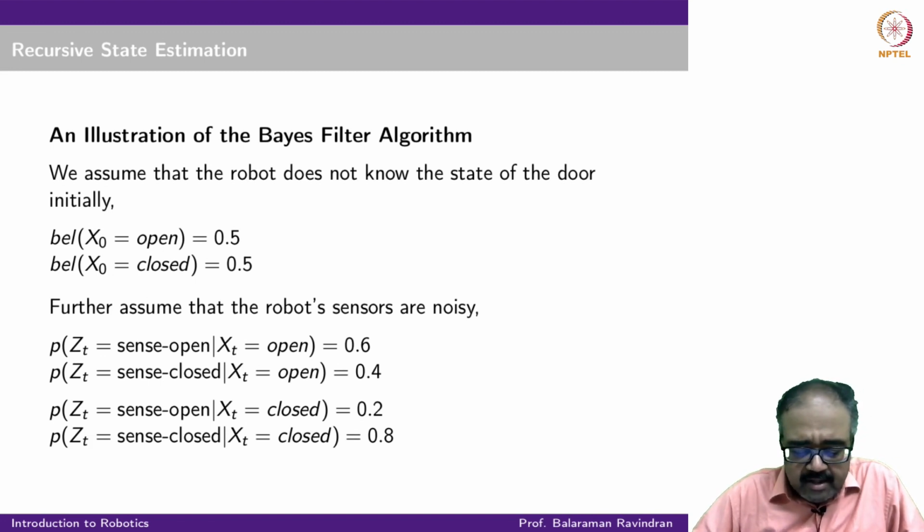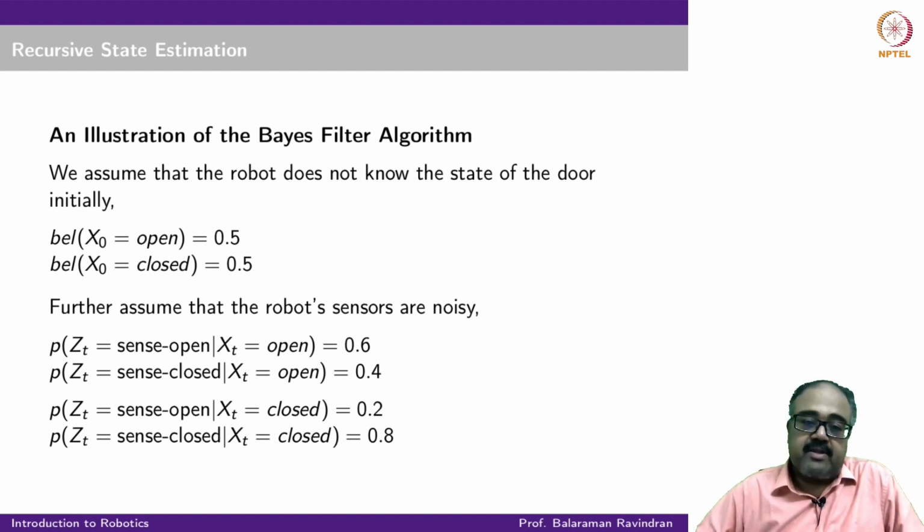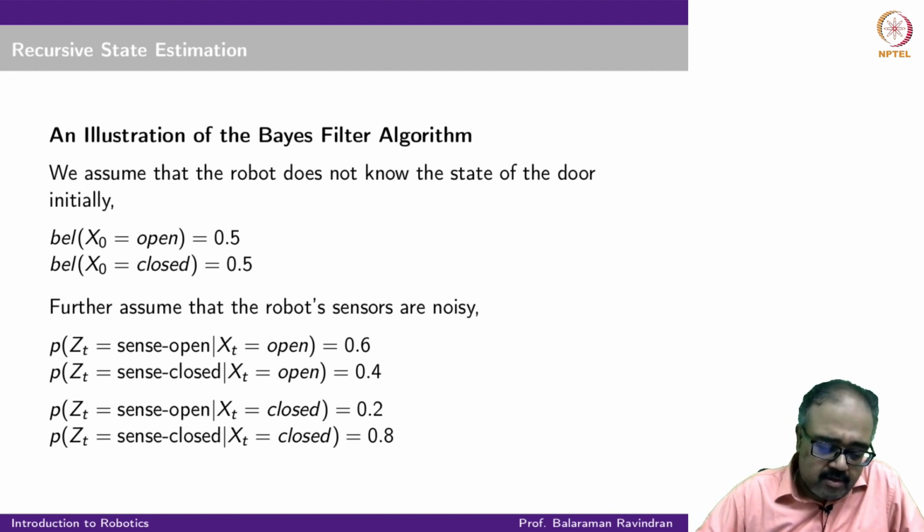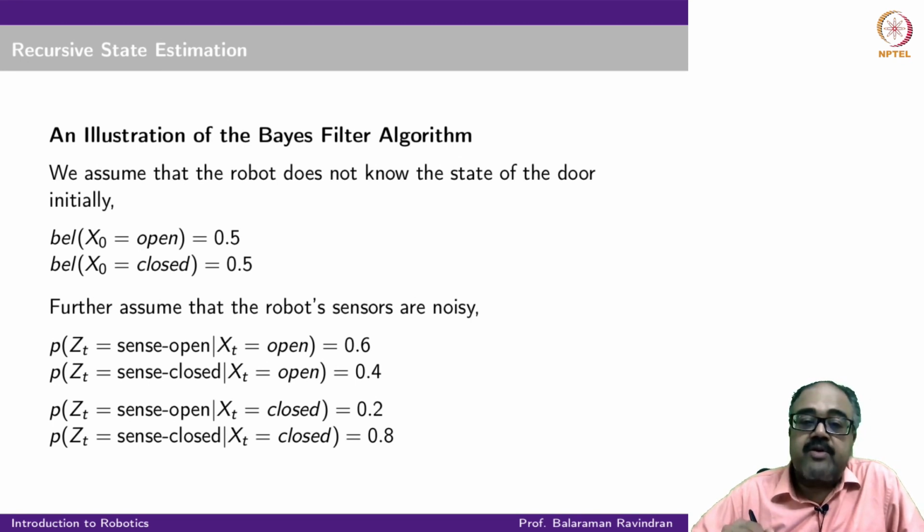The other way, when the door is closed, I have to look at how the sensor will behave when the door is closed as well. So when the door is closed, I'm going to sense it as being open with a probability of 0.2. I'm going to sense it as being closed with a probability of 0.8. So that's a more accurate sensing. If the door is closed, I'll sense it as closed with a very high probability, which is 0.8. And if the door is closed, I'll sense it as open with a probability 0.2.